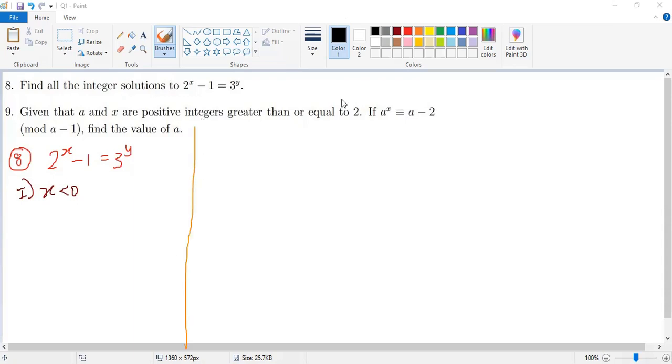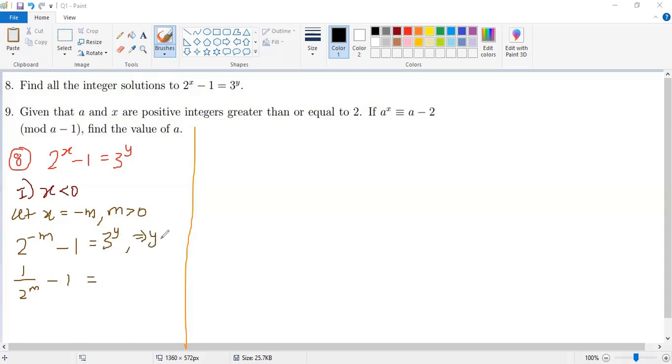So if x is less than 0, let x equal negative m, where m is a positive integer, m bigger than 0. Then this can be rewritten as 2 to the power of negative m minus 1, which is obviously less than 1, because we can see in the next line by writing it with 2 to the power of m. So it equals 3 to the power of y, and it actually forces y to be also less than 0.